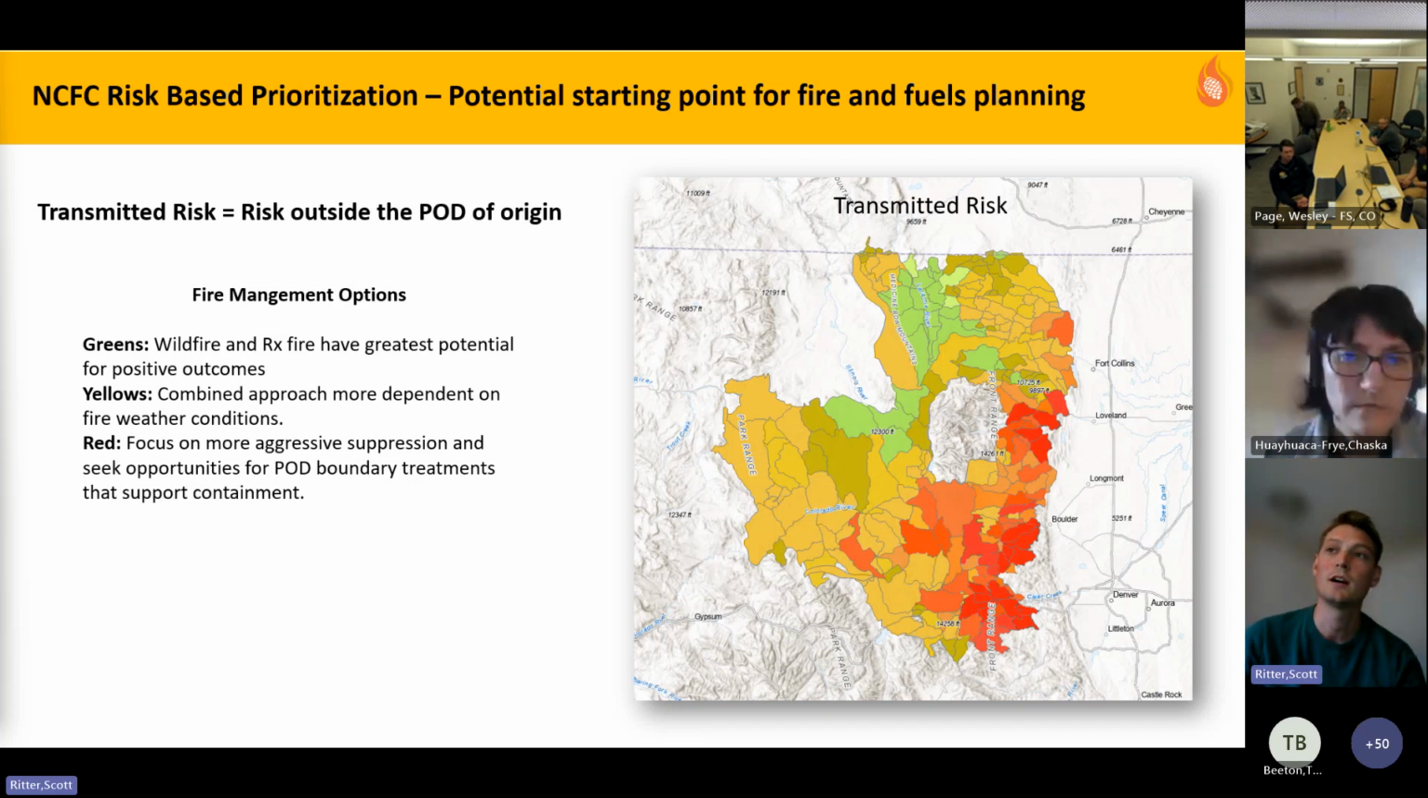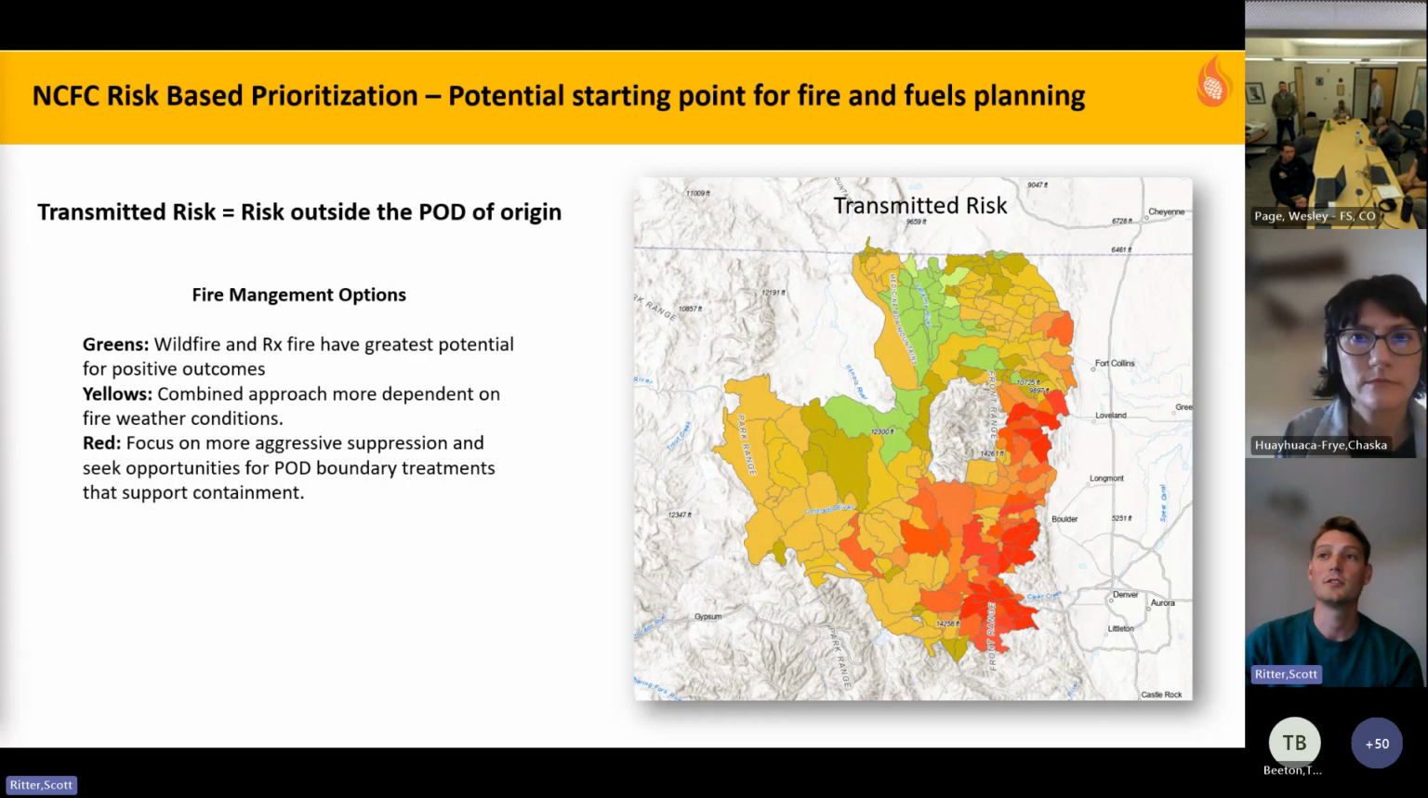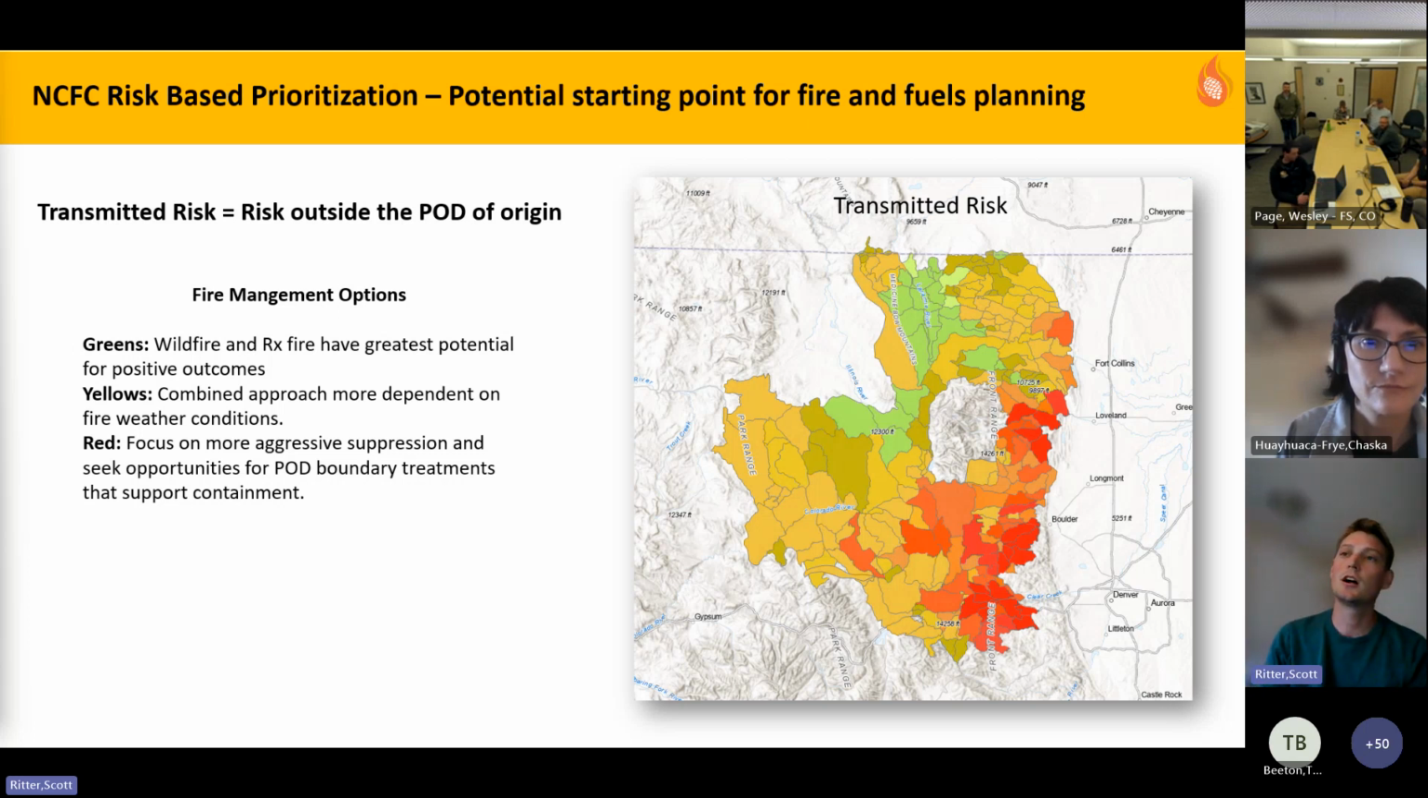And then those red areas where your first thought is going to be concern and aggressive suppression because you don't want that thing moving around. There's a high probability of having transmitted risk impacts. And so in those areas, in addition to that quick trigger of aggressive suppression, those are also places where you might think about doing those types of pod boundary treatments that Tyler was describing, where the goal is, if we get an ignition in this pod, we really want to increase our chance of keeping it inside of the pod and not letting that risk spill over and transmit across the landscape.